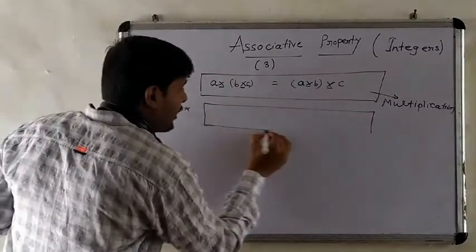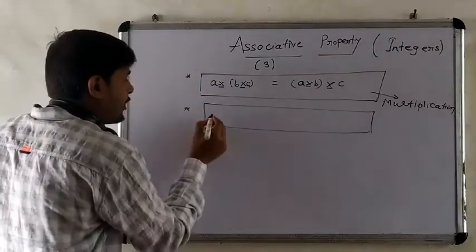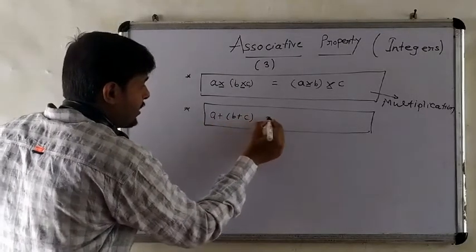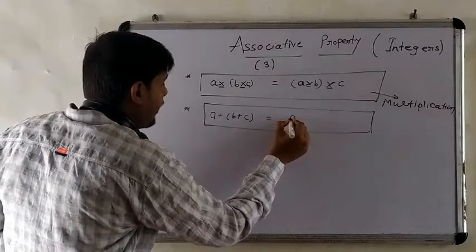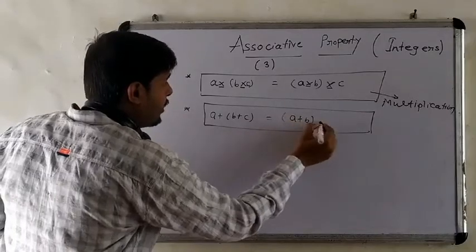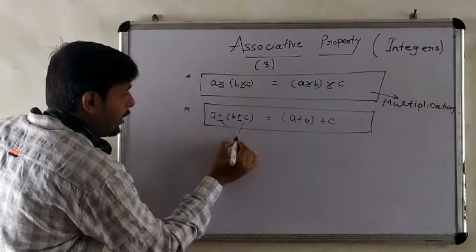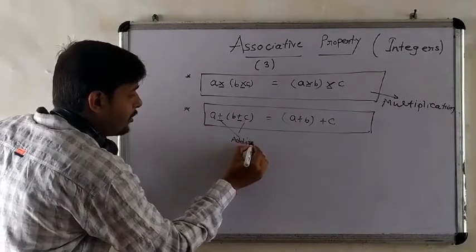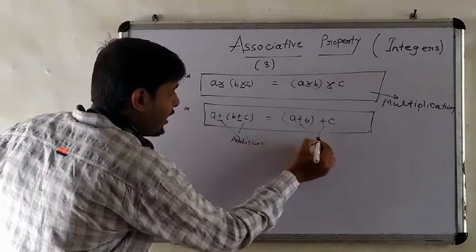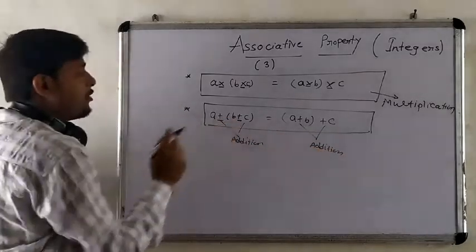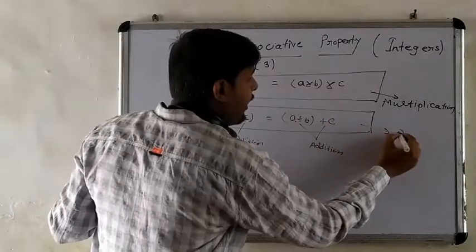Now, according to associative property for addition, A plus B plus C is equal to A plus B plus C. Since all signs are addition signs, this is associative property for addition.